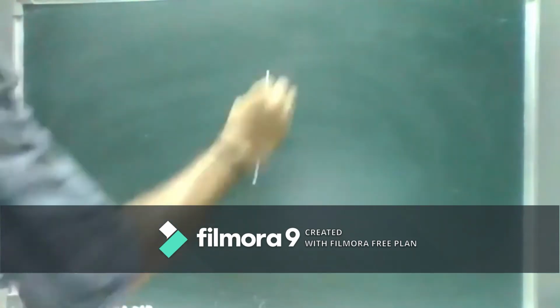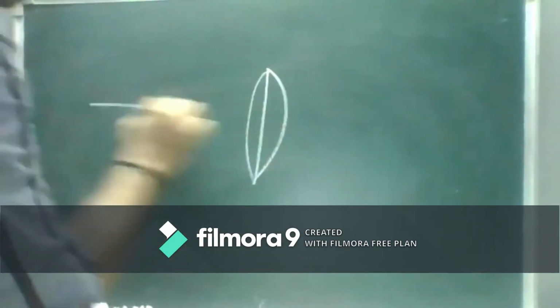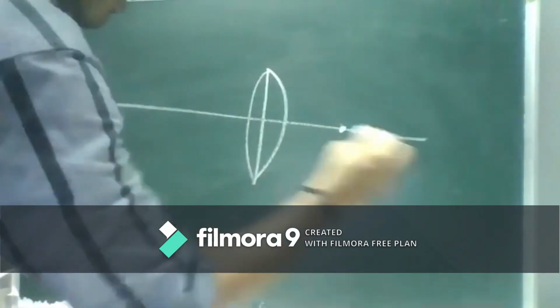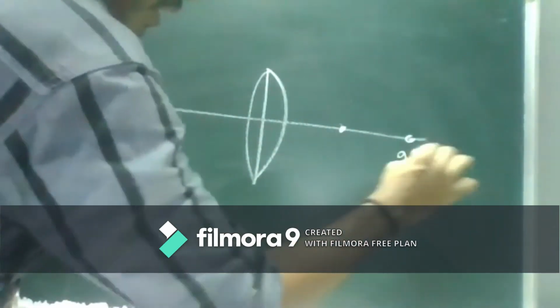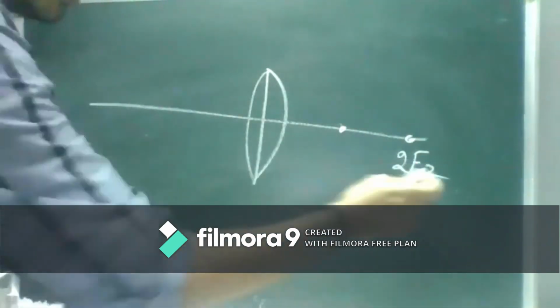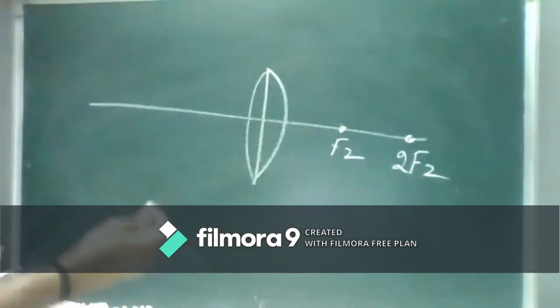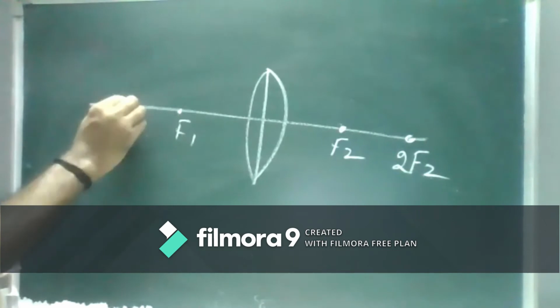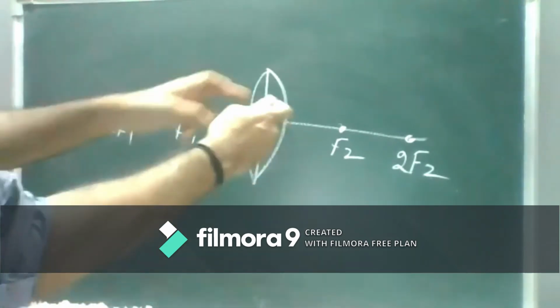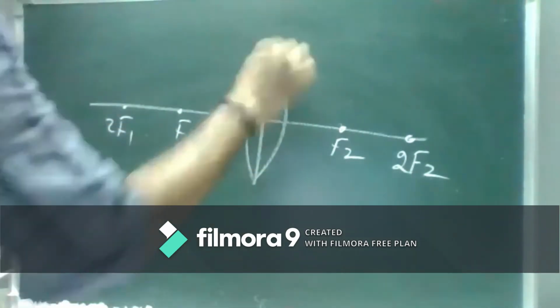For the first case, assume there is a lens. In the lens there will be an axis, which is your principal axis. On the right side there is the center of curvature, which is 2F2, and this distance is the radius of curvature. After that the focus is F2, and on the left side the focus is F1 and the center of curvature is 2F1. When we say convex, there is a bulge in the middle and the edges are sharp, M and N.